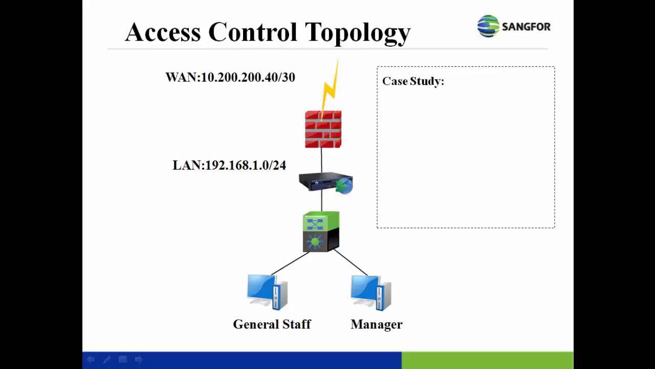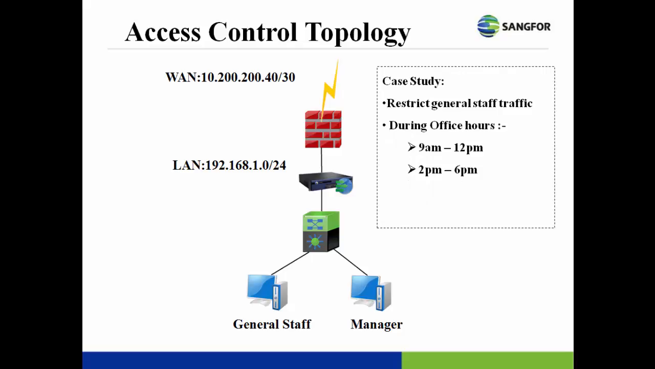Here's a simple case study to let users become more familiar with the access control policy. Basically, there are two different user groups under the local subnet 192.168.1.0/24, which are general staff and manager. The company manager hoped their staff would be able to concentrate on their work, so he decided to set up a policy to restrict general staff online access to entertainment websites.